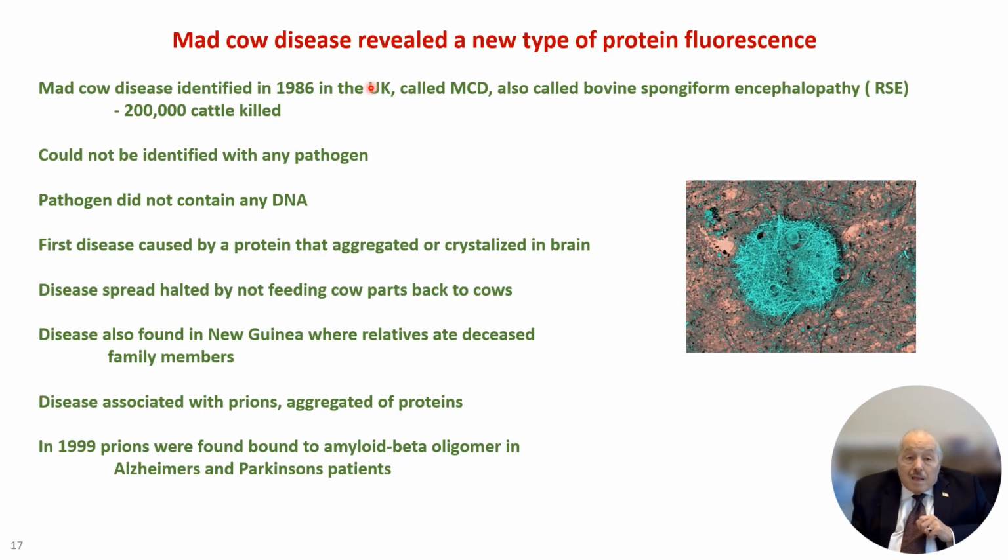Mad cow disease was first identified in about 1986 in the UK, and it was due to some name that I won't even attempt to pronounce. But anyway, they didn't know what to do with it, and they had to kill 200,000 cattle in order to get rid of the mad cow disease.